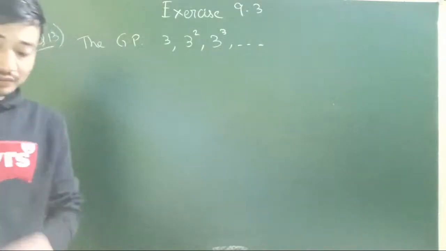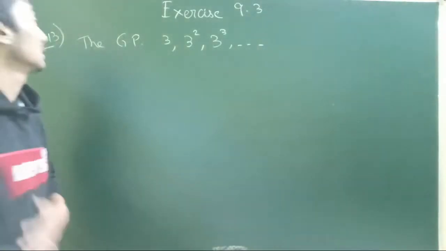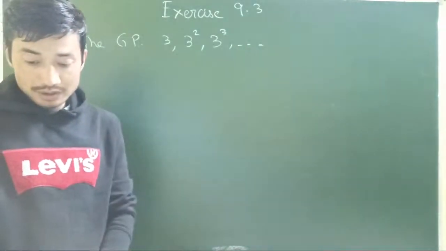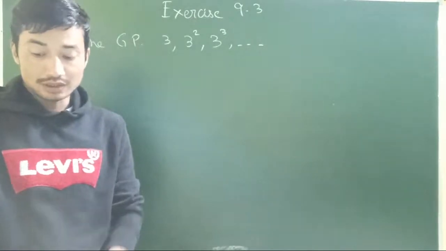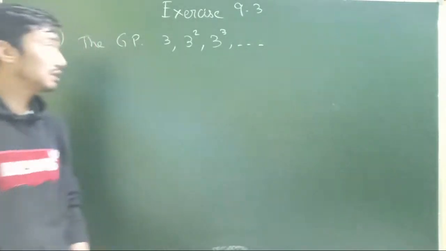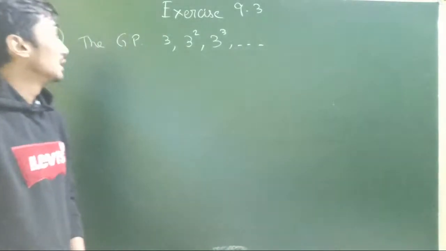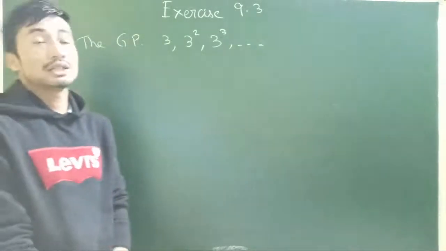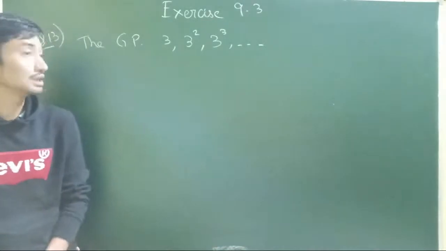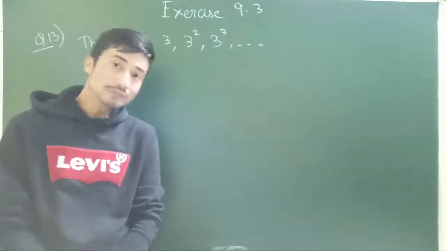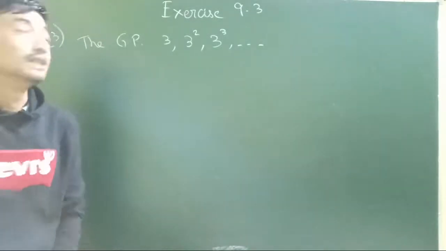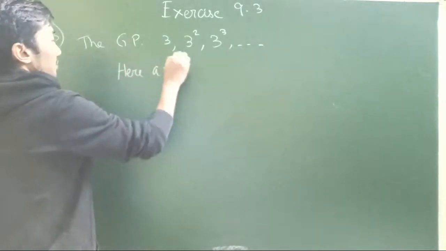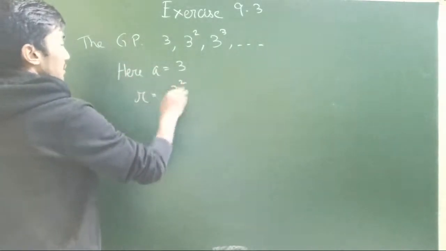How many terms of a geometric progression, as given here in the question, 3, 3 square, 3 cube, how many terms of the geometric progression are needed to give the sum of 120? So how many terms would be required to give the sum as 120? We do not know. So we will assume that n terms of this geometric progression combine together and give us the sum 120. Now for that, let's get the first term. So here the first term is 3. Common ratio, dividing consecutive terms.